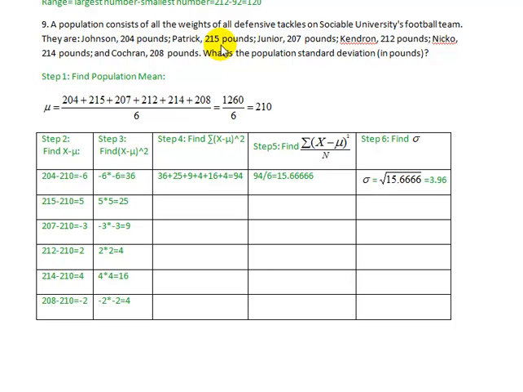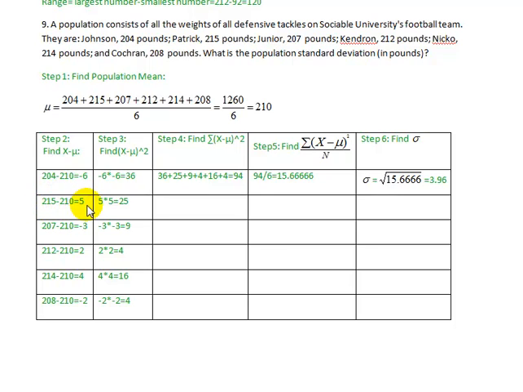204, 215, 207, 212, 214, 208. All the numbers are x. So we need to use each value x minus the mean number, the population mean. So 204 minus 210 is negative 6.